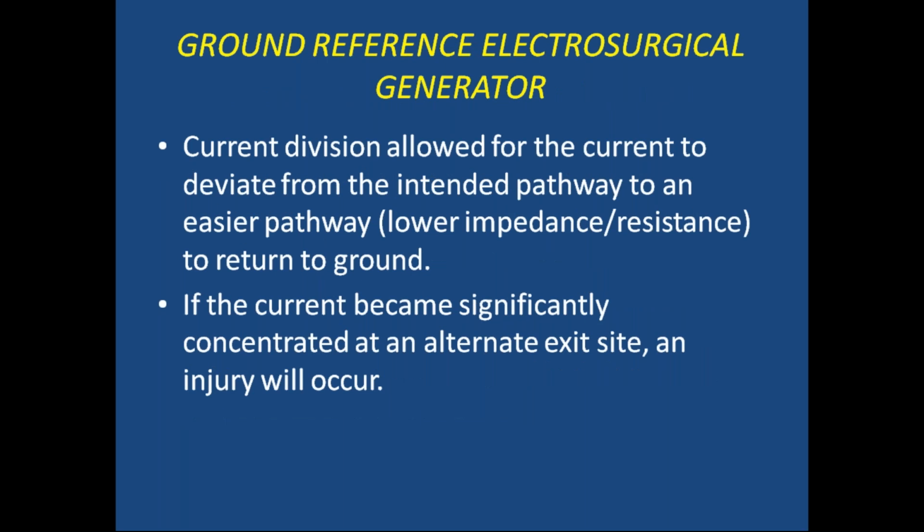Current division allows the current to deviate from the intended pathway to an easier pathway to return to the ground. If the current becomes significantly concentrated at an alternate exit site, an injury will occur. Similarly, thermal injuries will occur in this case of generators. At the alternate exit site, if there is no proper protection or if it is exposed to the ground, then there will be charring of the tissue.